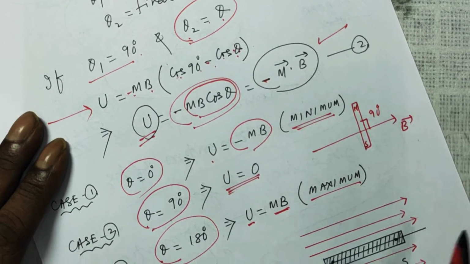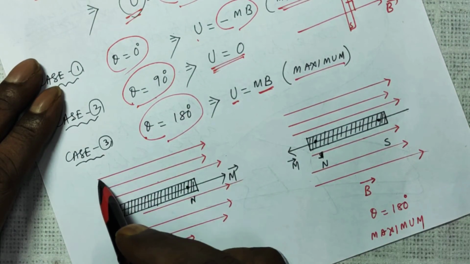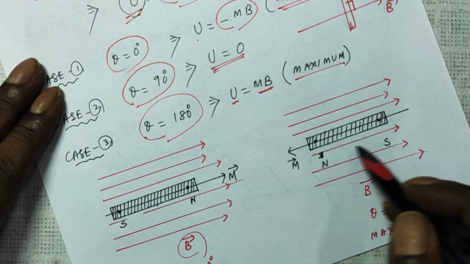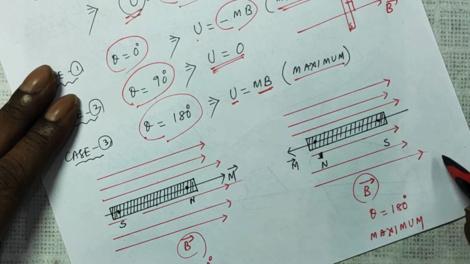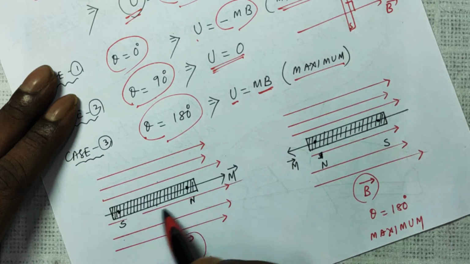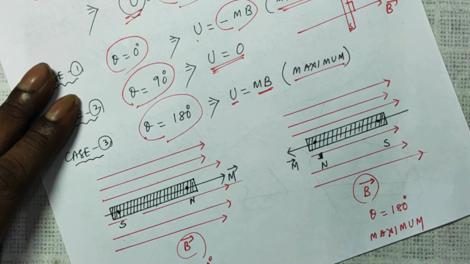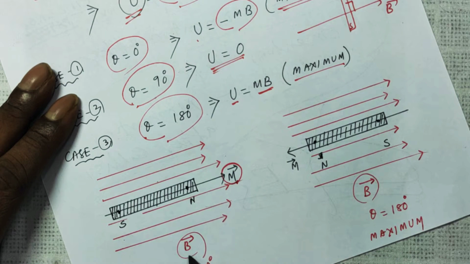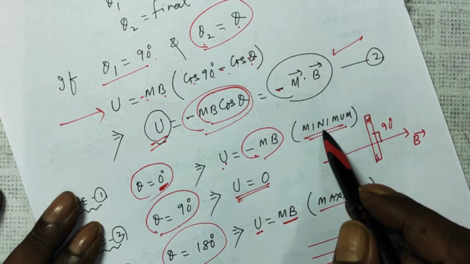So these things I have explained in a diagram here. These red lines indicate the uniform magnetic field to this side. These red lines are equally spaced, so they represent the uniform magnetic field to this side. This is the magnet. This side is the south pole, this side is the north pole. So in this case, the angle between the magnetic moment and the magnetic field, theta, is 0. That is the case where potential energy is minimum.